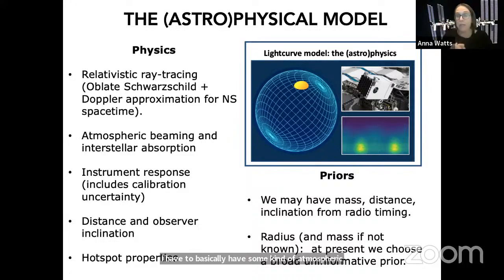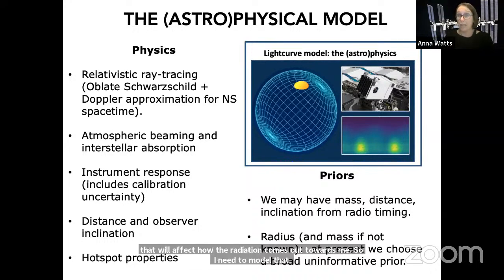Neutron stars have a thin atmosphere, perhaps of hydrogen, perhaps of helium, that will affect how the radiation comes out towards me. So I need to model that. We have interstellar absorption to contend with. So that'll be one of my parameters in my model that affects what we observe.